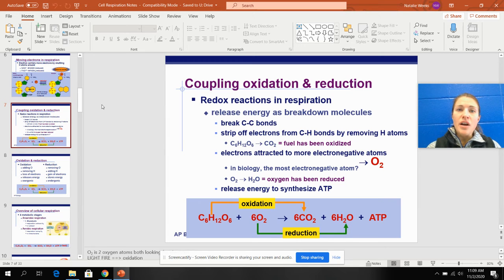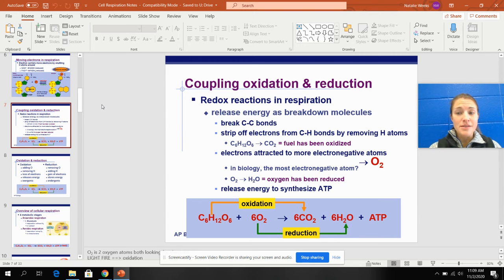With oxidation and reduction, we also call these coupled reactions. The reason why is because they always go off of each other. You have to have an oxidation to have a reduction, and vice versa. As far as all of these reactions go in respiration, we are releasing energy by breaking down molecules. So we're breaking carbon-to-carbon bonds, stripping electrons off by removing the H's, and oxidizing that fuel. We have to input oxygen because oxygen is going to be an electron acceptor.